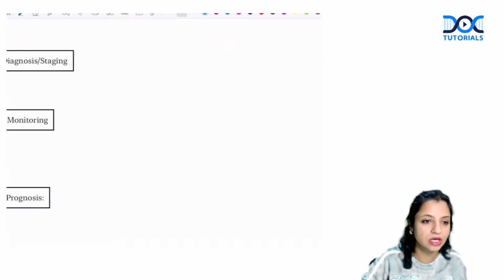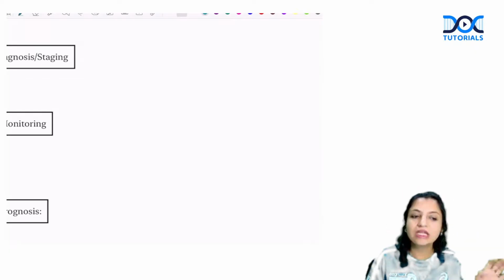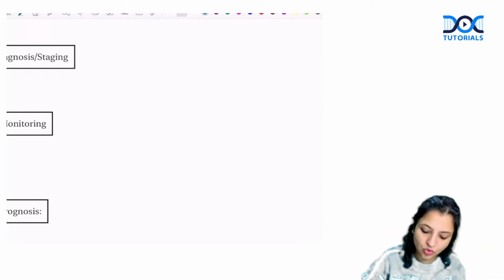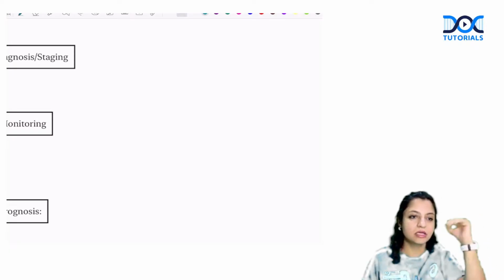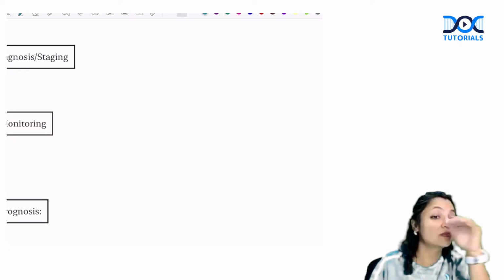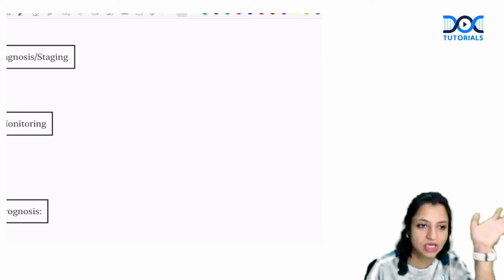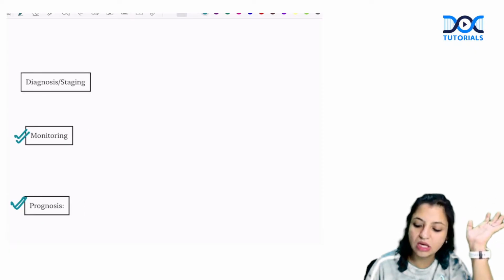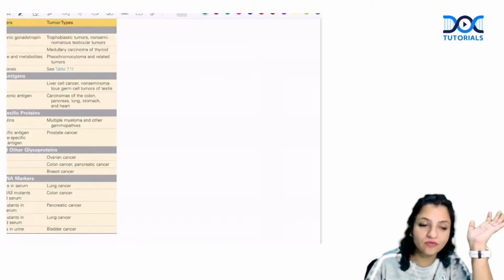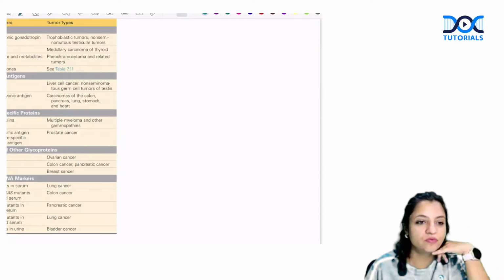So the most important function of tumor markers is in prognostication and monitoring. Very rarely they can also help in diagnosis, but the most important function is monitoring. And some tumor markers whose levels are very high can also help in prognosis. But the most important function of these tumor markers is monitoring of the cancers. That is very, very important. Okay. Now, this is a table from Robbins, which gives you a big table of what all tumor markers are there. So we'll come to that later.